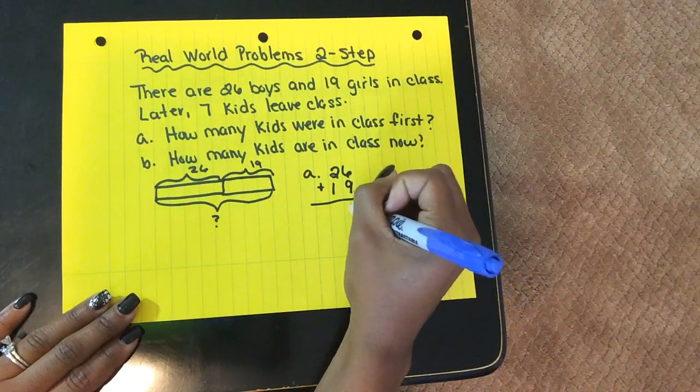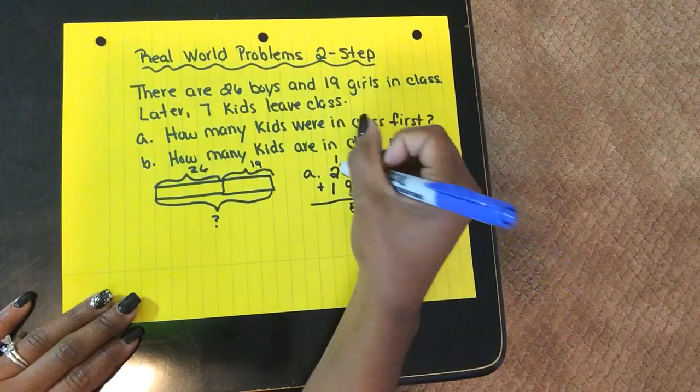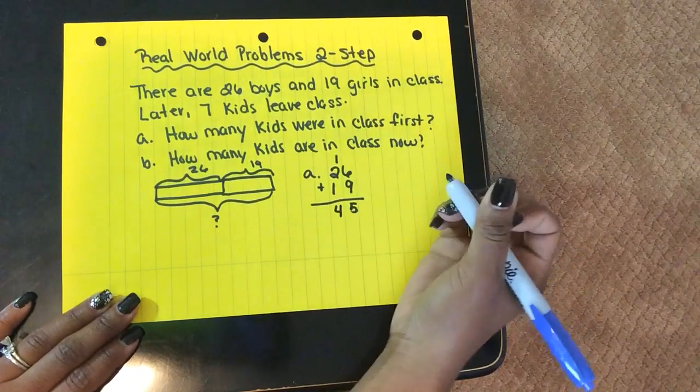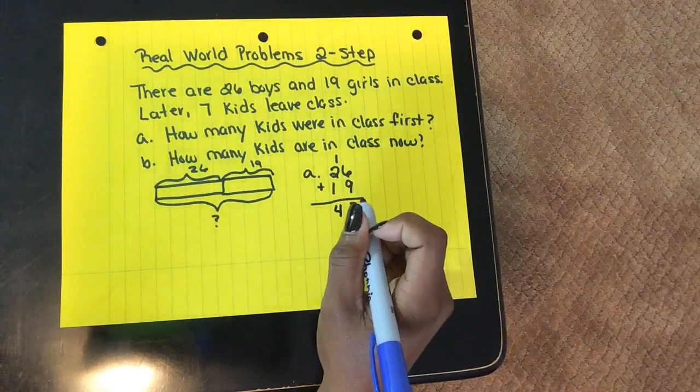9 plus 6 is 15. We're going to regroup our 10. 1 plus 2 is 3. 3 plus 1 is 4. Now we know there were 45 kids in the class at first.